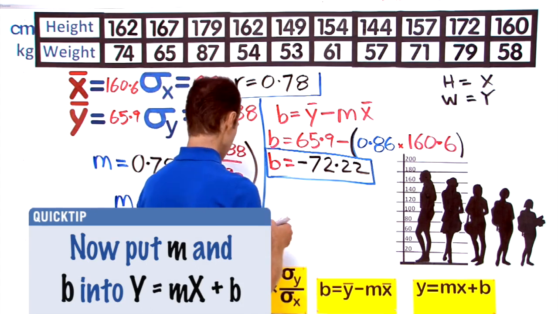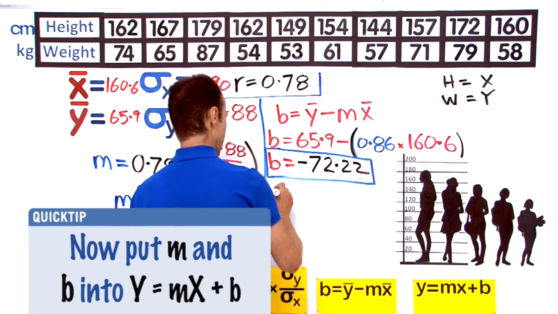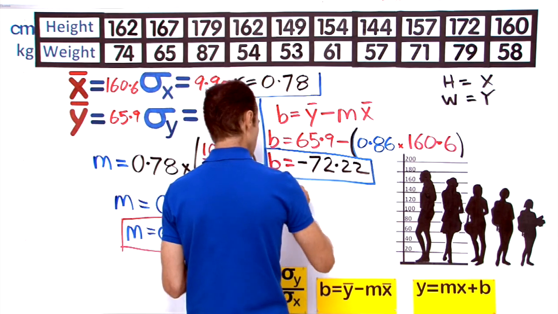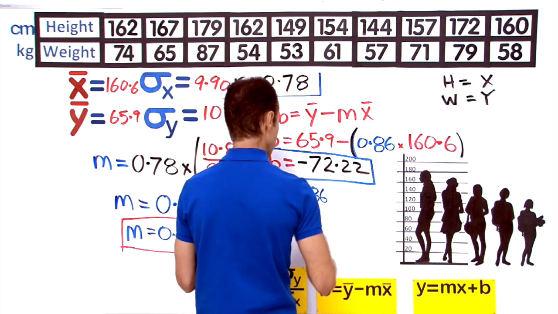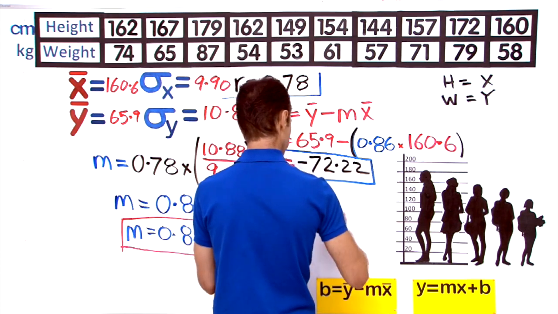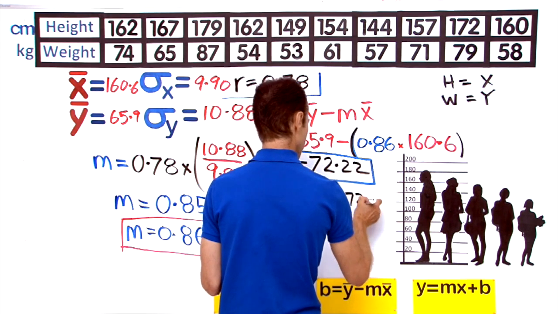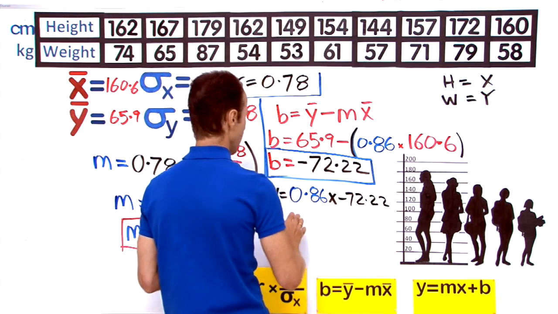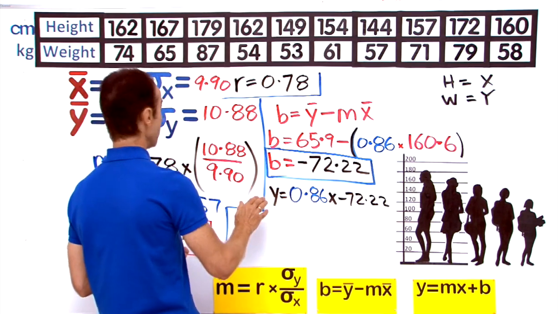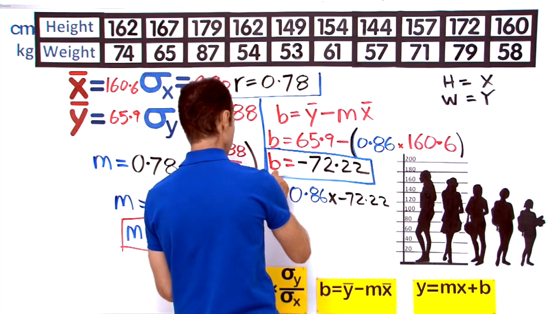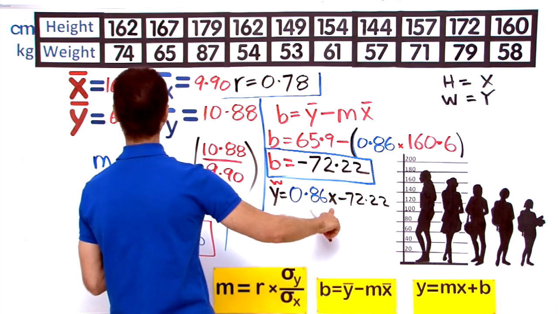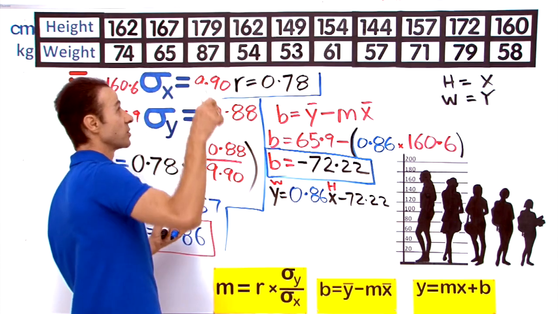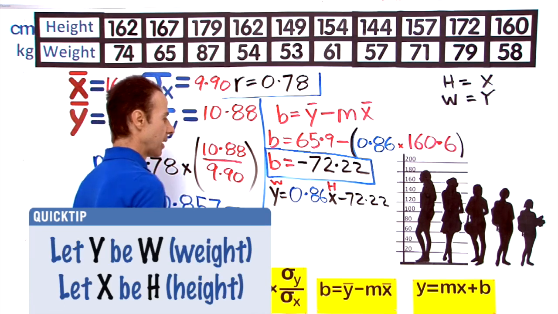Okay, let's work this out now. So let's keep it in y and x mode for now. So y is equal to M, which is 0.86, 0.86 x minus 72.22. Okay, now let's swap it. Now we know the y values is going to be the weight. That's going to be weight for y values, and the x values is going to be height. X values is height. So let's write it down in terms of weight and height using those variables.